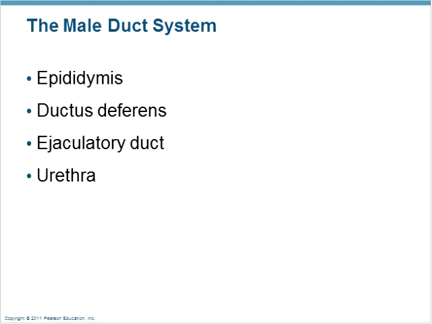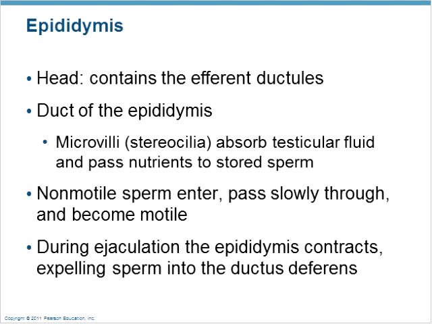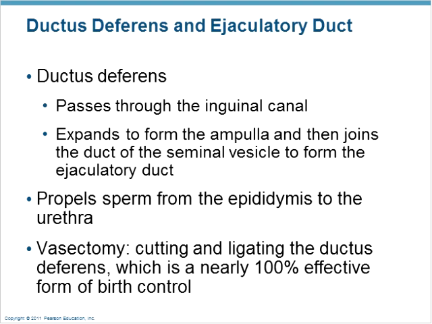The male duct system includes the epididymis, the ductus deferens, and the ejaculatory duct of the urethra. We said that before. The head contains the efferent duct. The duct of the epididymis has microvilli or stereocilia, which absorb testicular fluid and pass nutrients to the stored sperm. The non-motile sperm pass slowly through and become motile. During ejaculation, the epididymis contracts, expelling sperm into the ductus deferens.